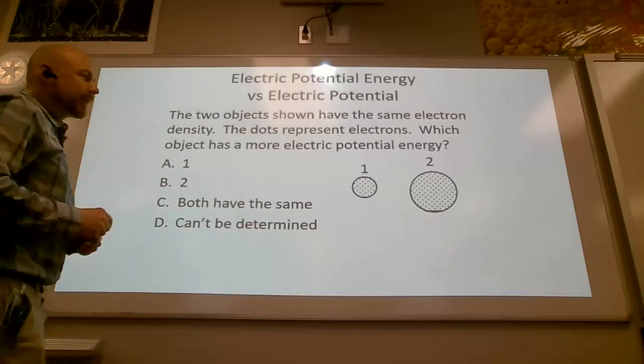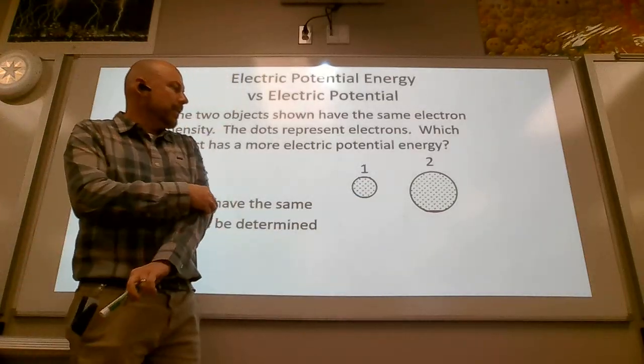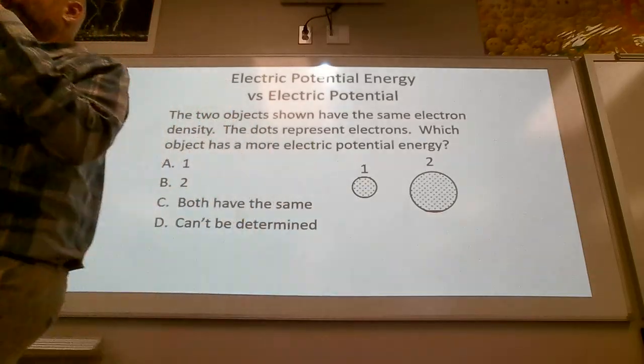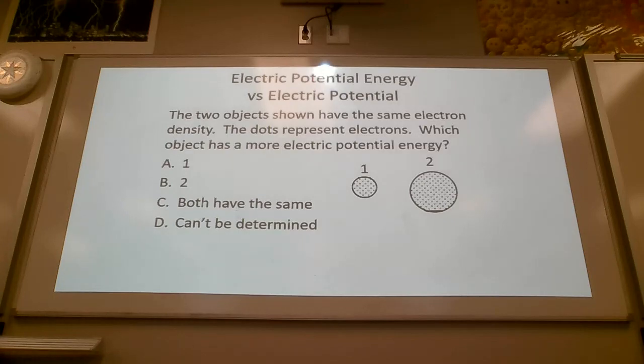Okay, so in these diagrams, these dots represent electrons, and their proximity towards each other is how squished they are. Does that make sense? Tell your neighbor what you think. Tell them why you think it.